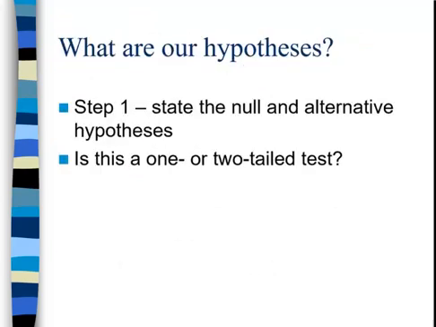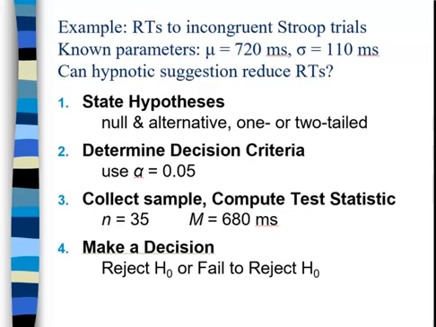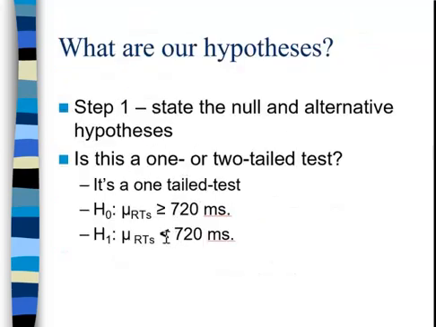All right, so step 1, state the null and the alternative hypothesis. Well, first we need to determine, is this a 1 or a 2-tailed test? And hopefully you said it was a 1-tailed test, right? Because the prediction here is, can hypnotic suggestion reduce reaction times? Reduce. So we're predicting here that our sample mean is going to be some value less than this population mean of 720. So as a 1-tailed test, if our prediction is less than, then the operator for our alternative hypothesis should be a less than sign, and indeed it is.